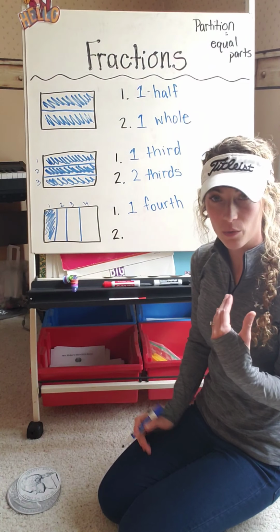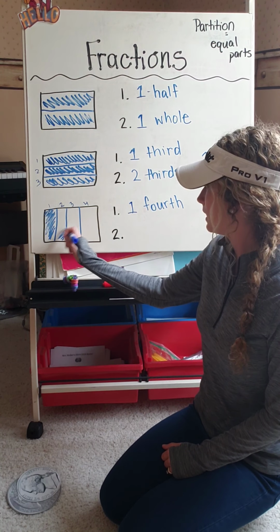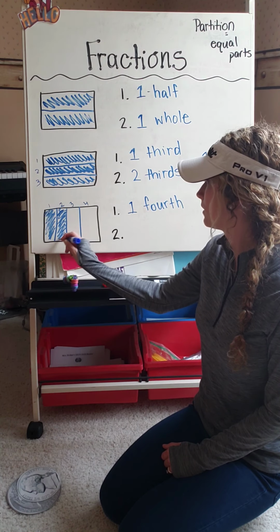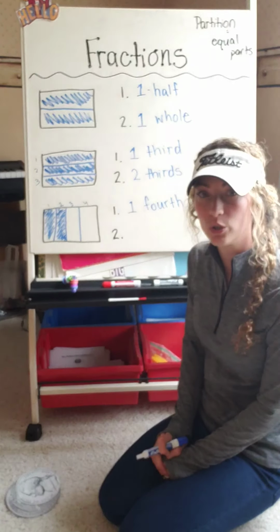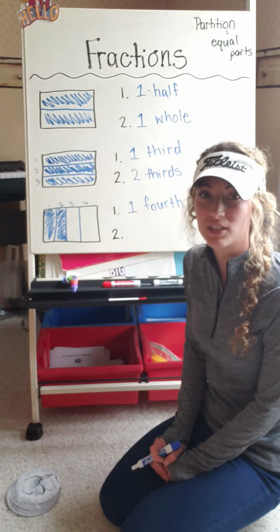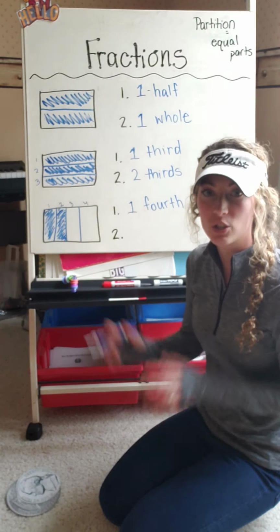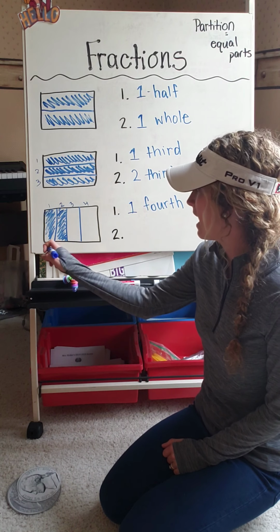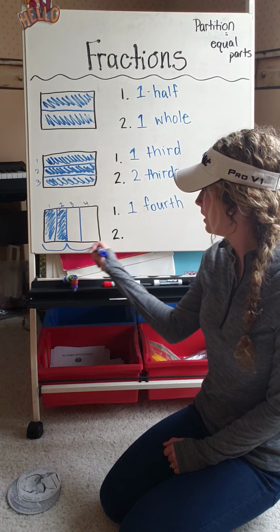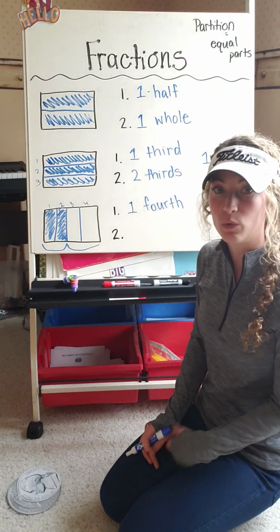So if we kept going, and I colored in the second, now we have 2 of the parts colored in. So we could call that 2/4, but 2/4 is actually half. So another name would be 1/2.